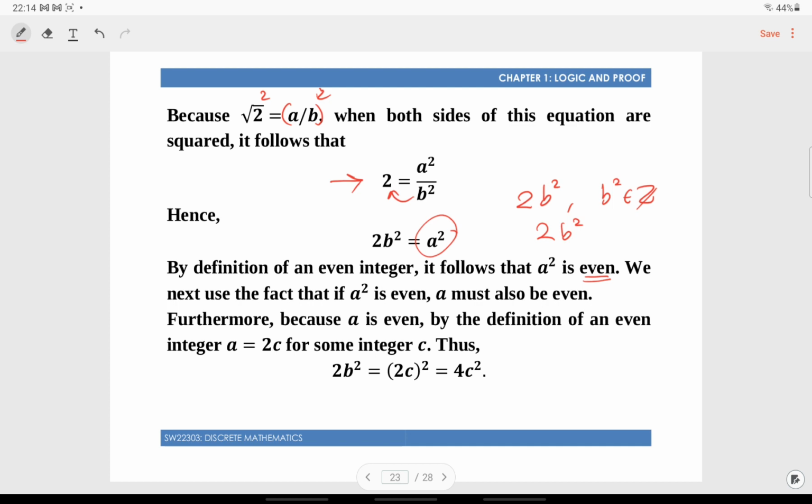Furthermore, because a is even, by the definition of even integer, a can be written like this: a equal to 2c, where c can be any integer. So we replace a equal to 2c into this equation, and it becomes 2b square equal to 2c square, which becomes 4c square.